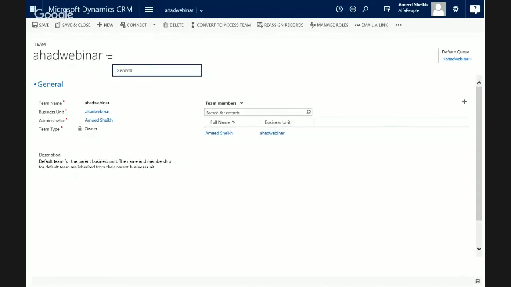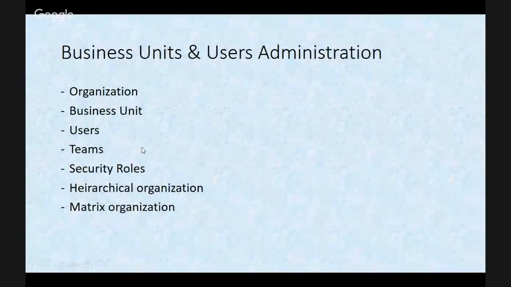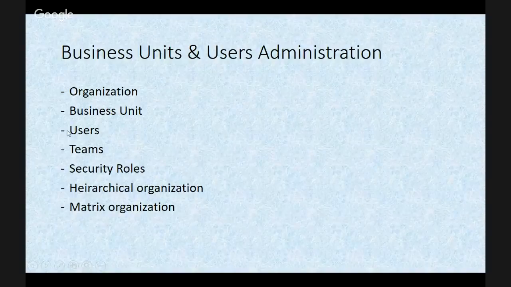I hope I am not jumping the topic here. I just want to reiterate. We have looked at the organization, we have looked at the business unit, we have very shortly looked at the user. I would like to show more, and that's probably where I have to open my on-premise instance. I can do it at some later point. We have the team structure. I just went through that, and security role, I will take that after these two areas, hierarchical versus matrix. So we had just looked at the, by default, hierarchical organization.